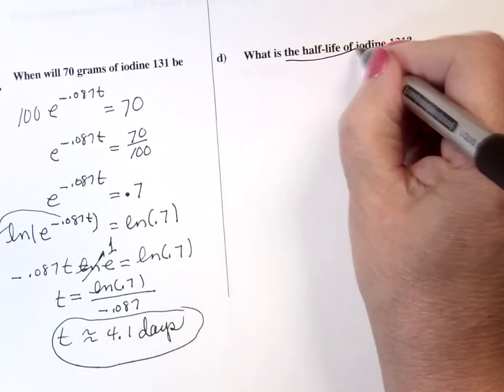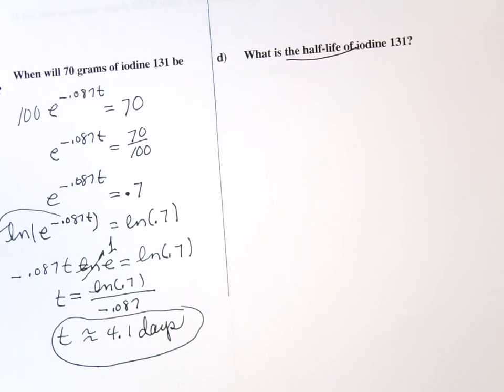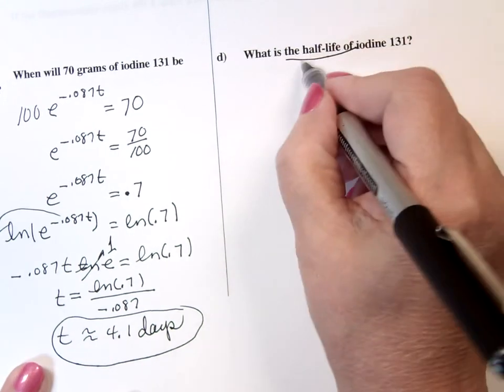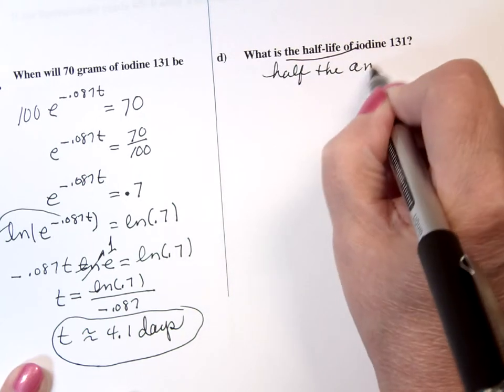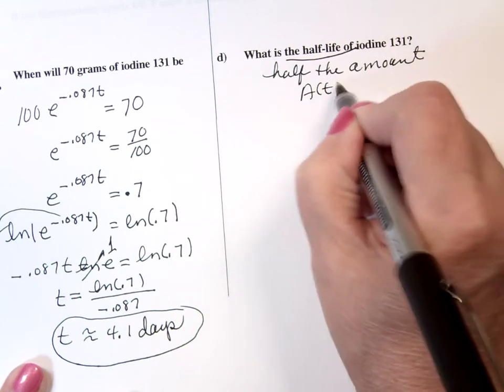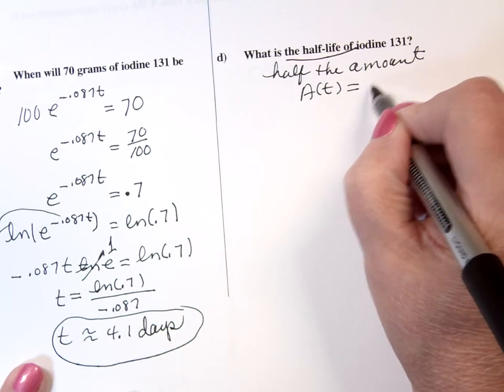Now, what does half-life mean? Find the half-life. What's half-life mean? Half the time? Not half the time. Half the amount. So what is the half-life of iodine? This means half the amount, which means that A of t equals what? 50. That's half the amount.